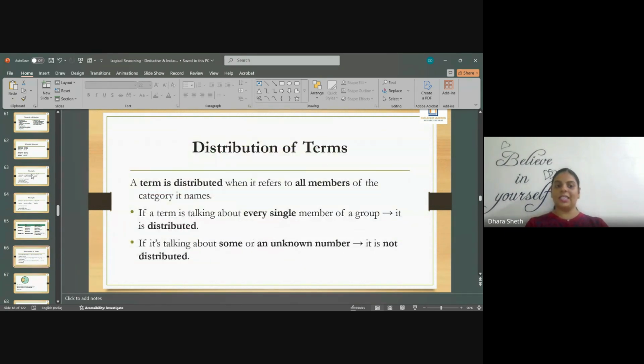Next, distribution of terms. So distribution of terms means, let's say you have 30 students in the class and 30 chocolates. You distribute one chocolate to each student. So that means the chocolates are distributed. All of them are given, done. So it is distributed.